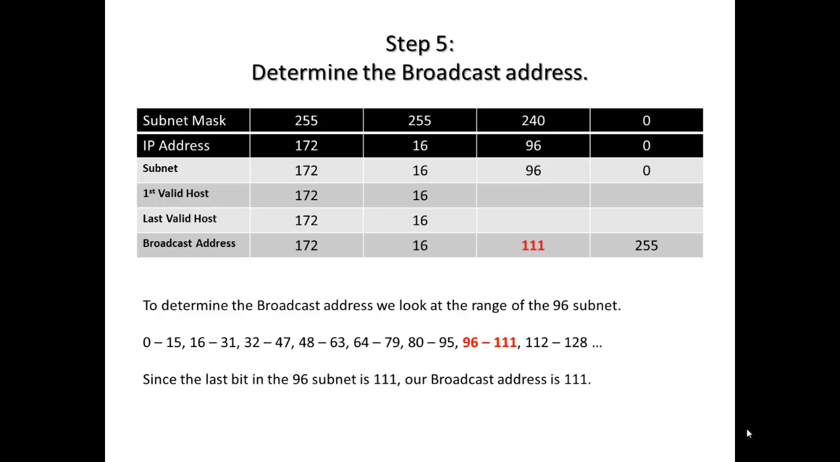We now have to determine our broadcast address. Looking at our 96 subnet that we determined from the last step, we notice that the last number in this range is 111. We simply take that 111 and put it into the third octet of the broadcast address.